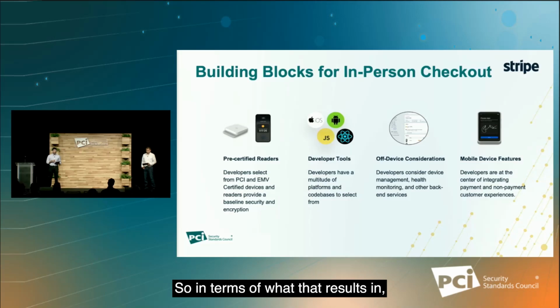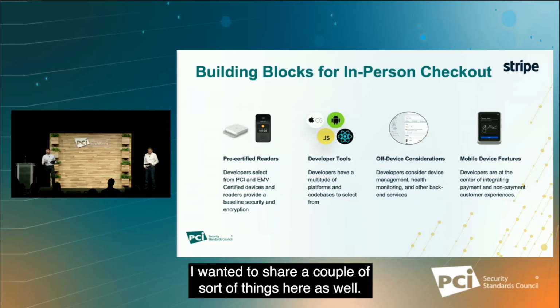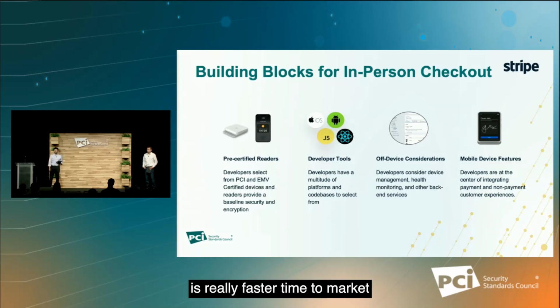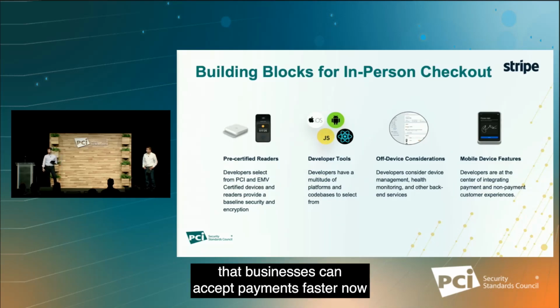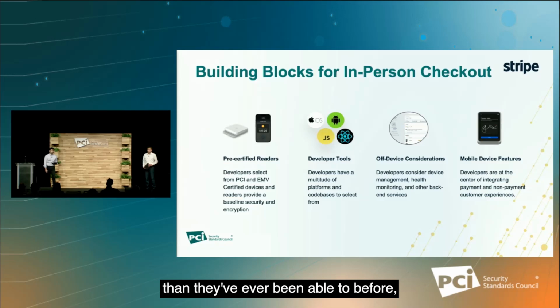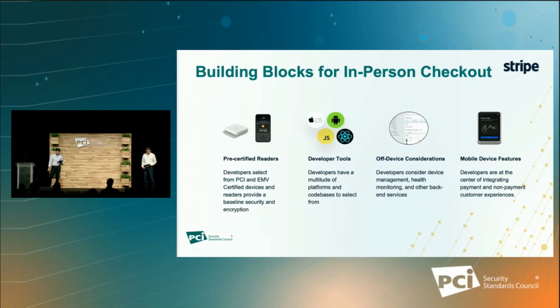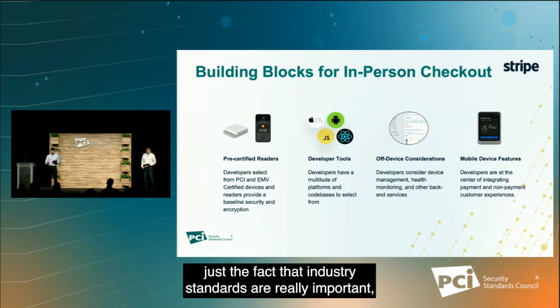So in terms of what that results in, I wanted to share a couple of things here as well. One of the things that we've seen come out of this is really faster time to market, that businesses can accept payments faster now than they've ever been able to before, again, by gluing together a bunch of these components. And I think other than that, just the fact that industry standards are really important.